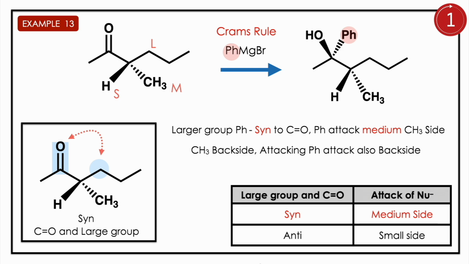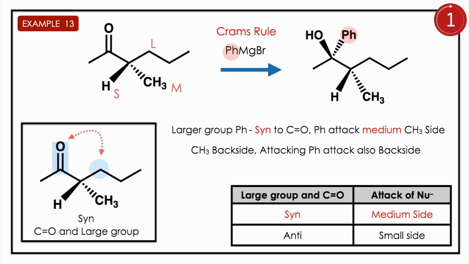Here you have ketone, alpha chiral carbon. Attacking species is nucleophile. There is no coordinating group, so chances of Cram's rule. So you should find large, medium and small. Large group is obviously the propyl group. Medium group is methyl. Small group is hydrogen. The relationship between large group and the carbonyl is syn to each other.